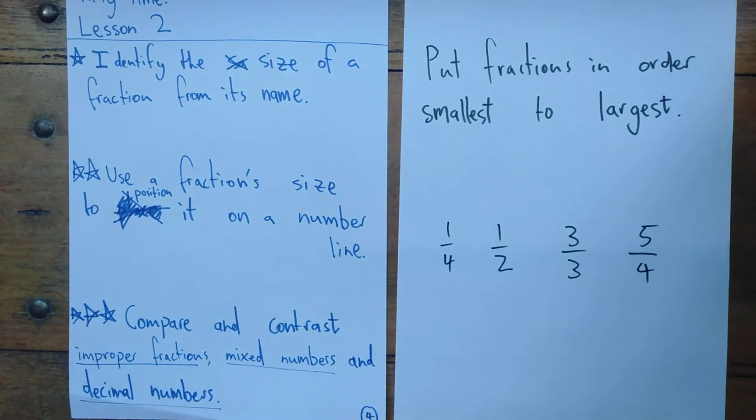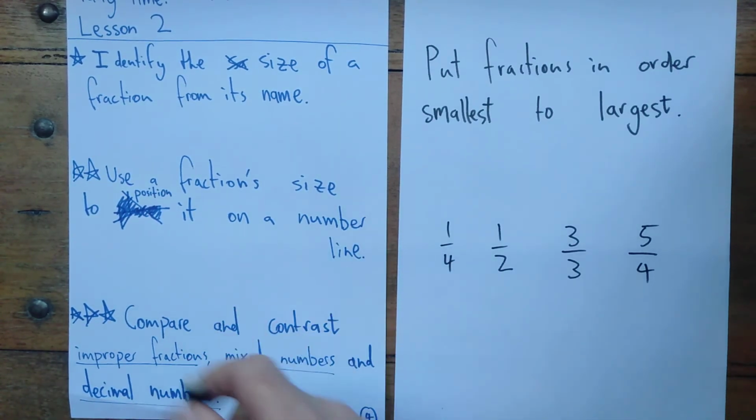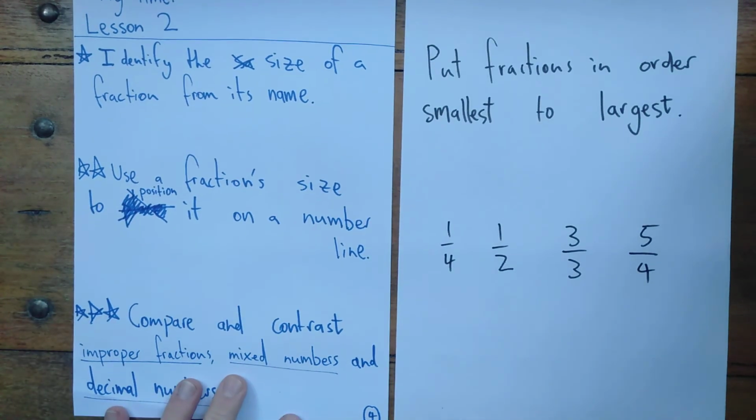At level 2, or the 2-star task, you'll use a fraction's size to position it on a number line. So you'll be given a number line. This might be a familiar idea to you, but you'll be taking the size of fractions to position them in an accurate spot on that number line.